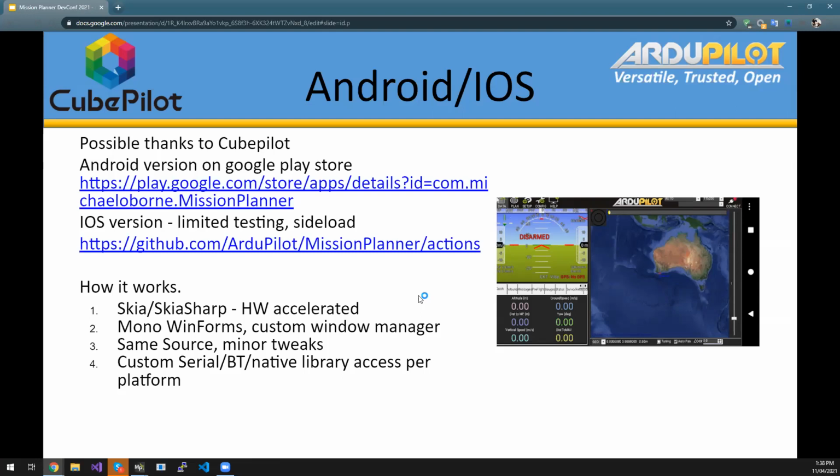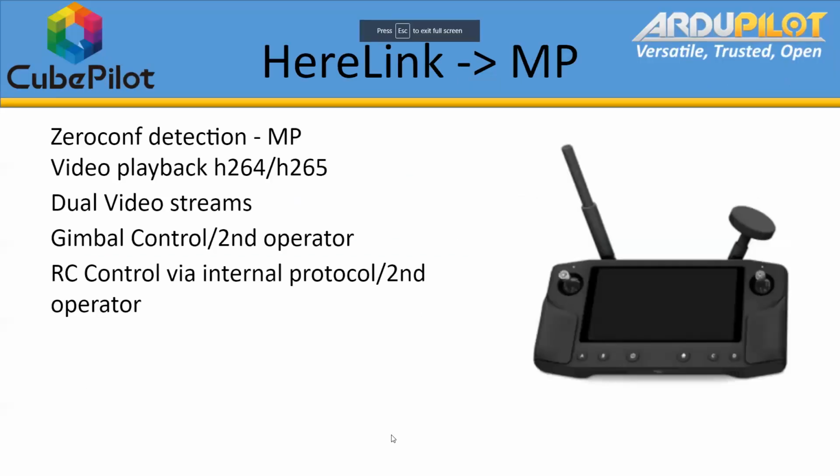Okay, moving on. One of the other things that's been going on in the background is HereLink and Mission Planner integration. Mission Planner has recently added ZeroConf detection. ZeroConf goes by many names depending on which platform you're on. Apple has their name, Linux has their name, and I'm calling it ZeroConf at this point in time. It's basically network service discovery, whether it be printer, camera, and in this case, MAVLink.